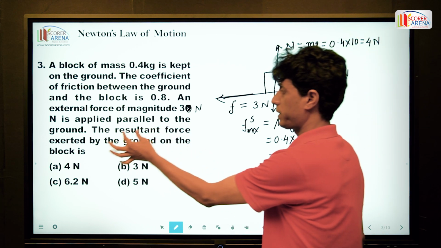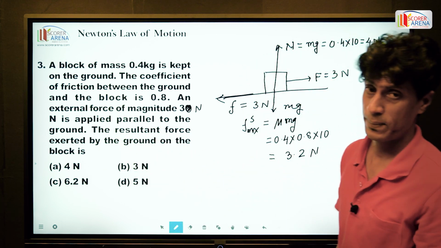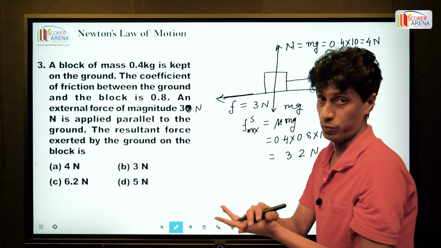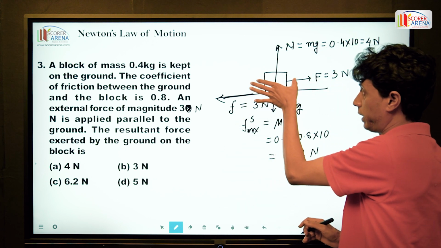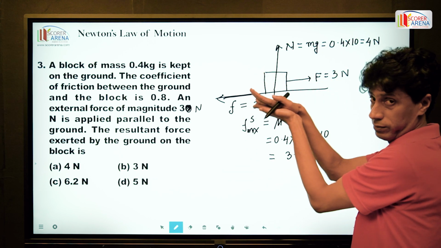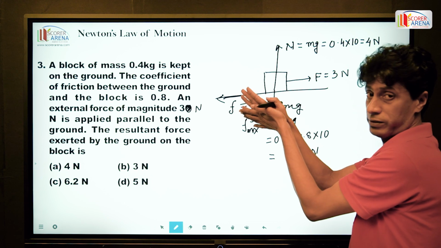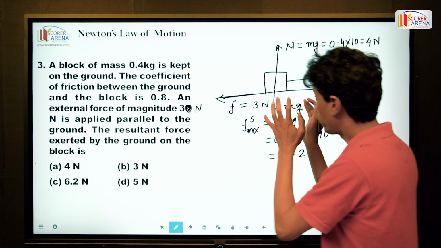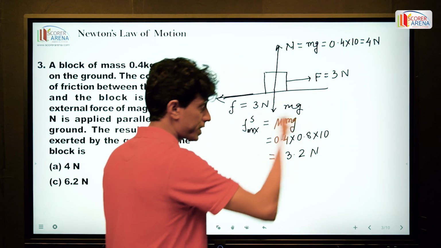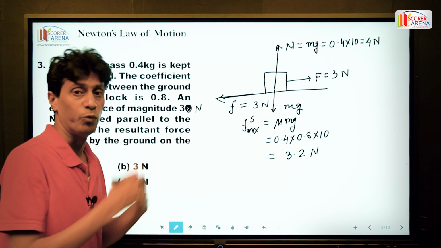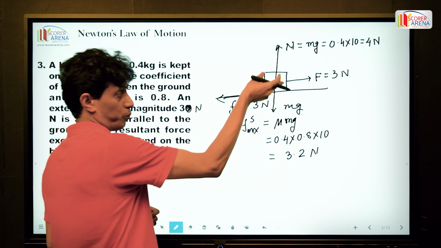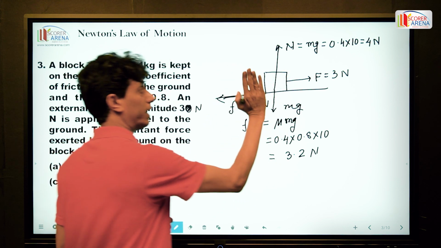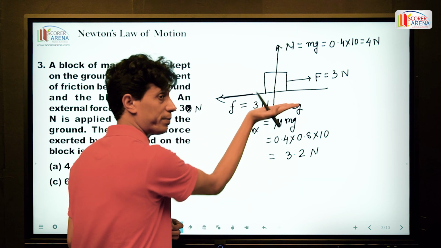The resultant force exerted by the ground on the block: friction and normal reaction, both are contact forces. Here there is no relative motion between the ground and the body, but still under this action the body has the tendency to move. Since the body has the tendency to move, friction acts opposite to the tendency of the movement. So the force given by the ground on the body is 3 Newton, and the normal reaction on the body by the ground is 4 Newton.